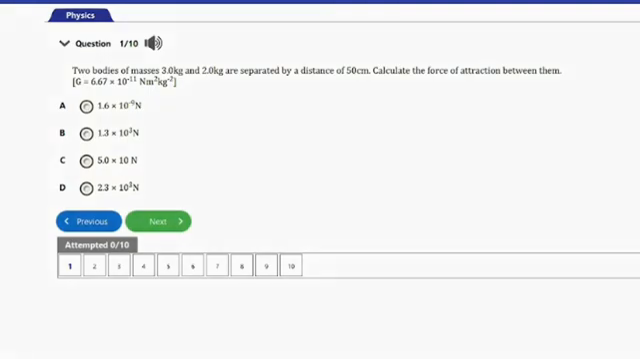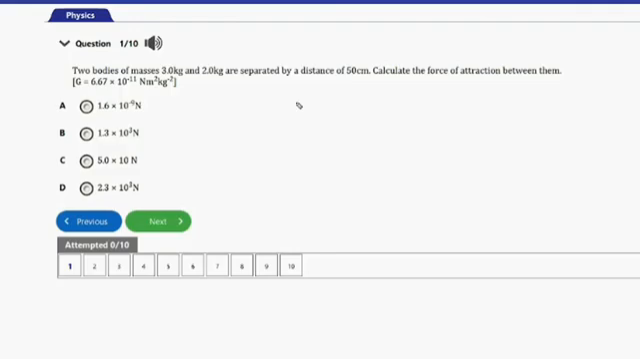In today's video, we have these 10 questions to answer on the topic gravitational field. So, the first question says: two bodies of mass 3 kg and 2 kg are separated by a distance of 50 cm. Calculate the force of attraction between them.